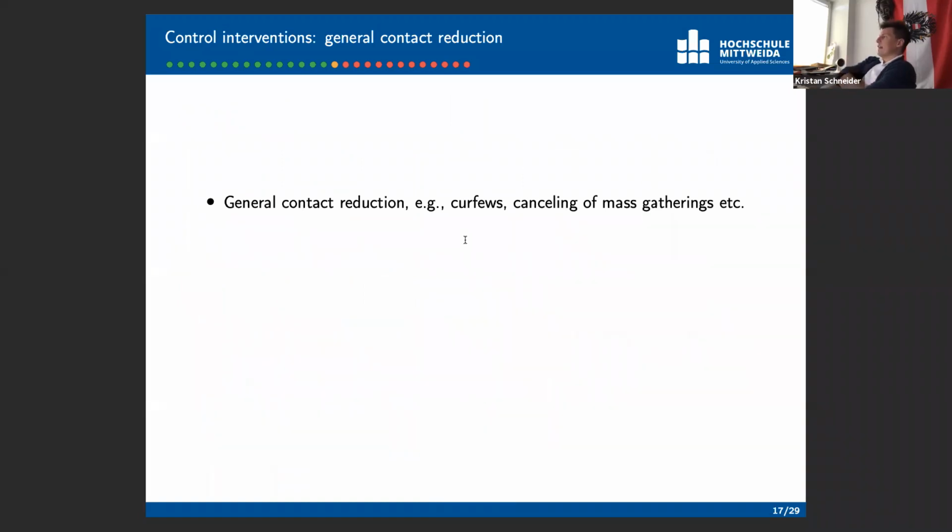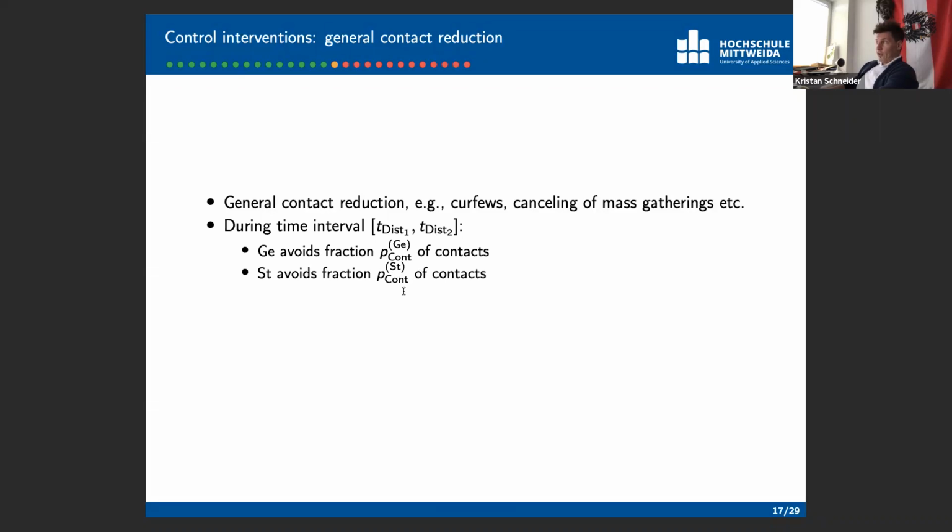Now let's look at some interventions that we will impose. The first is general contact reduction, like curfews, canceling of mass gatherings, etc. That is assumed during some time interval. Essentially, imagine the days the lockdown lasted in your country. The general population avoids a fraction of their contacts, the staff avoids a fraction of their contacts, and the risk group avoids a fraction of their contacts. And remember, contact behavior is symmetric, so these fractions are linked together.